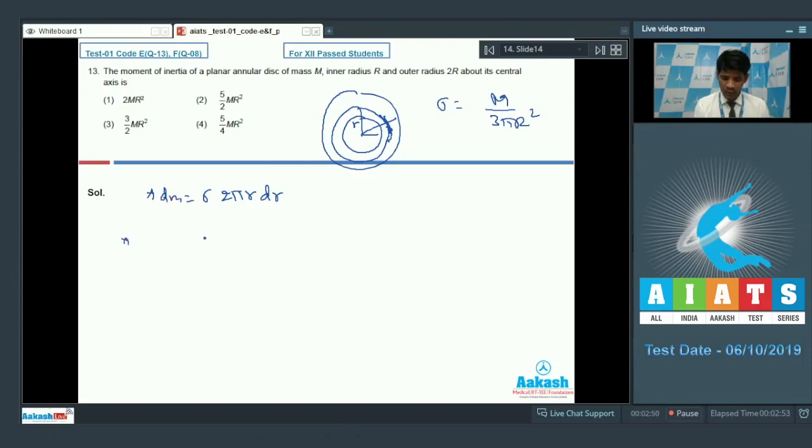Its moment of inertia dI will be 2 sigma pi, mass into r square, r already there, so r square will be r cube dr.